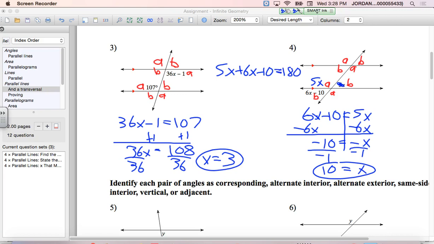So if you get one as an A and one as a B, add the two expressions to equal 180 and then solve. So those are the two situations you'll get. They'll either be equal or you'll want to add them to equal 180.